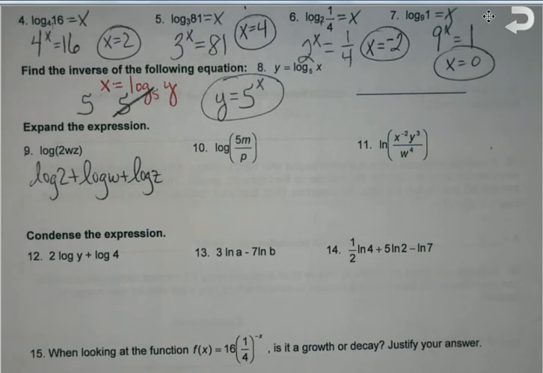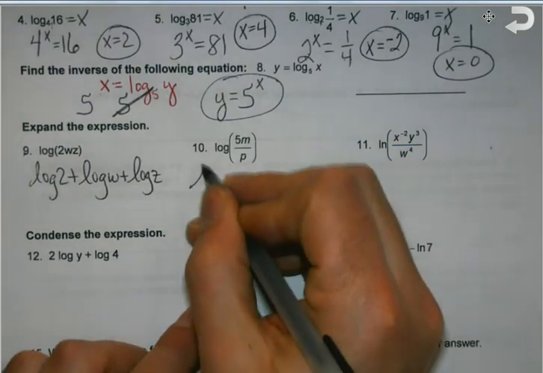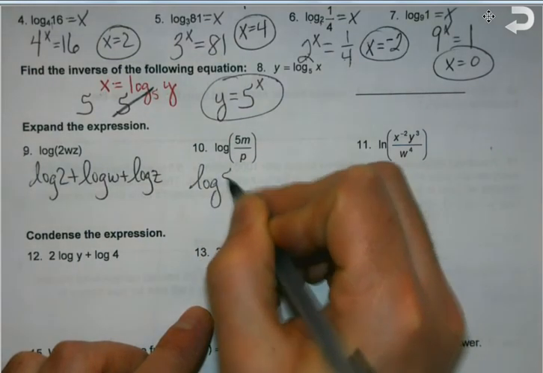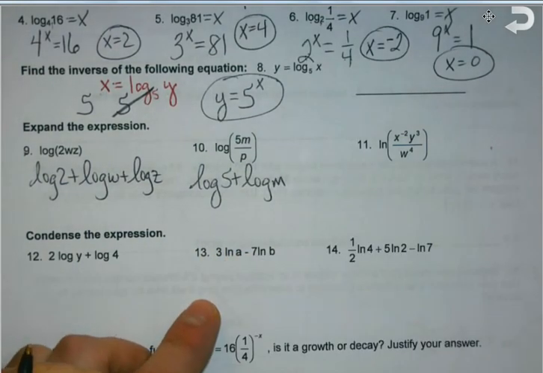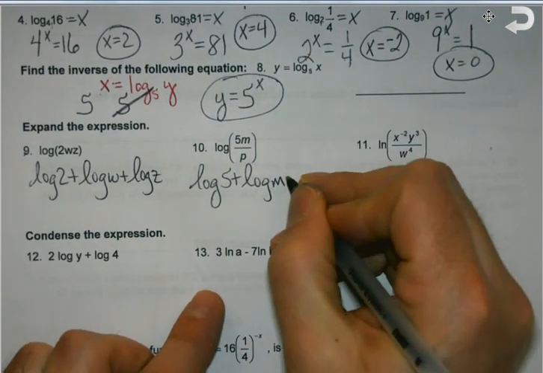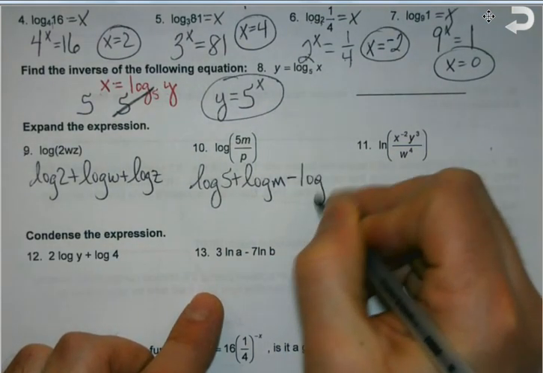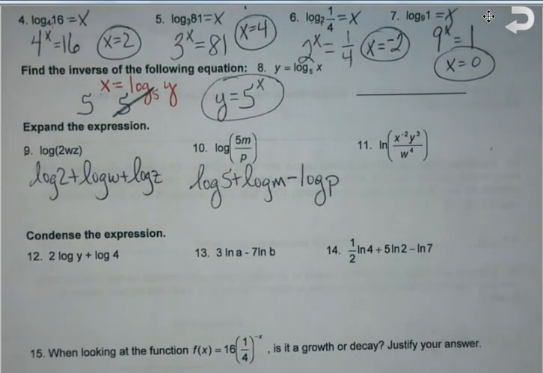Now 10's a little more interesting, because you just told me multiply was add, so I got that part. So log 5 plus log of m, and because division becomes subtraction, minus log of p. Nicely done.